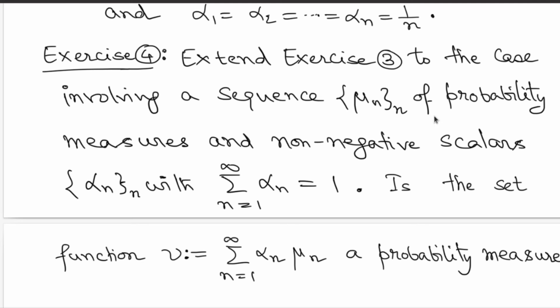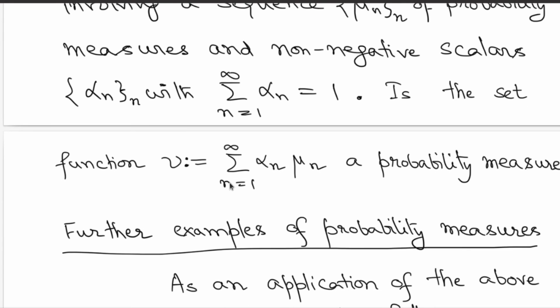You now look at a sequence mu n of probability measures and the corresponding sequence of weights. So these should be non-negative and they should add up to 1. So you are now looking at series. Now the question is, is the set function nu given by this countable summation alpha n mu n a probability measure? And the answer will be yes. Please try to work this out. Again, the meaning is the same. If you take an arbitrary set capital A, then all you have to look at is first mu n of A, the weight of the set capital A according to mu n, and then multiply by alpha n and add them up. So that will give you a probability measure.